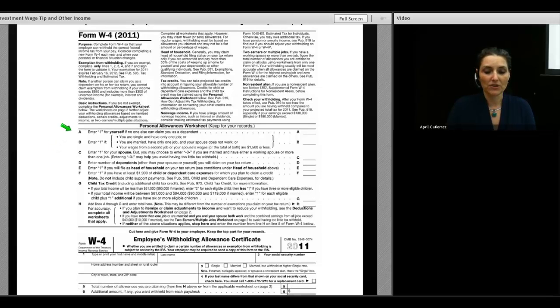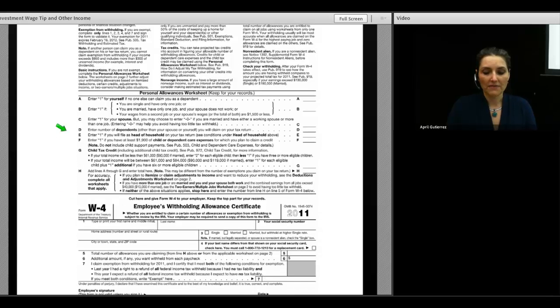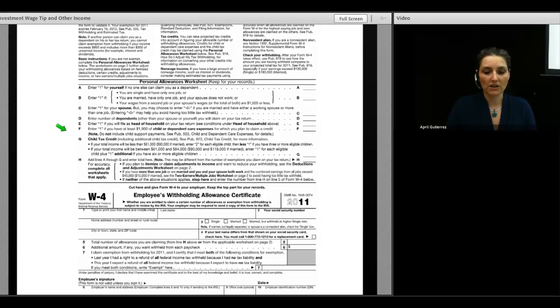The form goes through worksheets, and the first worksheet right here is for your personal allowance. And then it asks you to go through and answer all of these questions. Are you going to be head of household? Do you qualify for the child tax credit? Are you married? And so on. And you keep entering ones in here where it's called for until you get to a number, and you total the number up, and you enter it on line 5. The thing is that people don't read the instructions fully, or even if they do read them fully, they're so confusing, they just get themselves into a tangled mess and enter the wrong number.